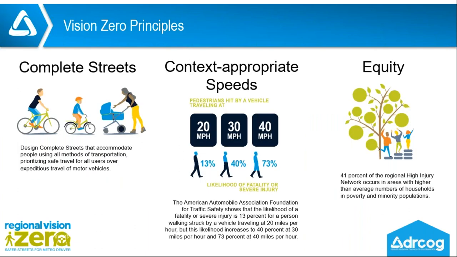There are three main principles that we're going to focus on in this plan. Complete streets, which is designing streets that accommodate people using all methods of transportation, prioritizing safety for all users. Context appropriate speeds. As you can see from this graphic, a person walking has a 13% chance of being killed when a vehicle is traveling at 20 miles per hour. That percent goes up to 73% when that speed is increased to 40 miles per hour. And then equity, and that is just recognizing that disadvantaged communities are usually affected most by traffic safety issues.